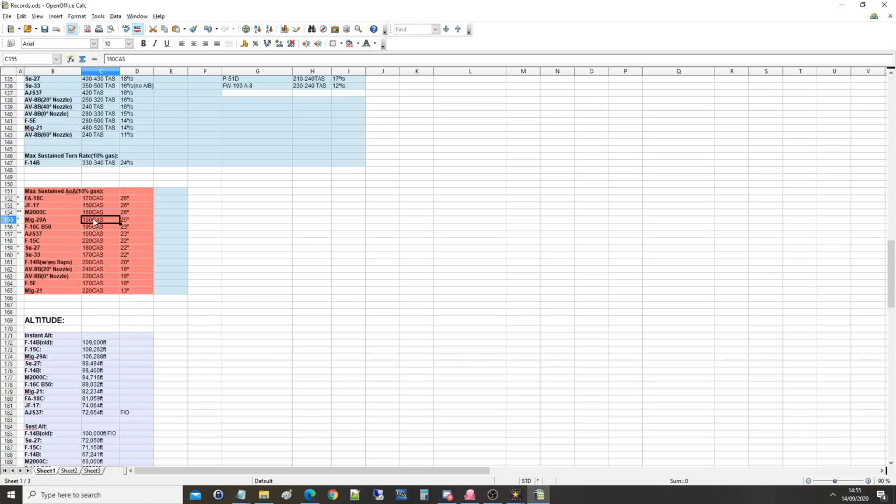Real surprise of the day again, MiG-29. I really wasn't expecting that. 25 degrees angle of attack at 160 CAS.